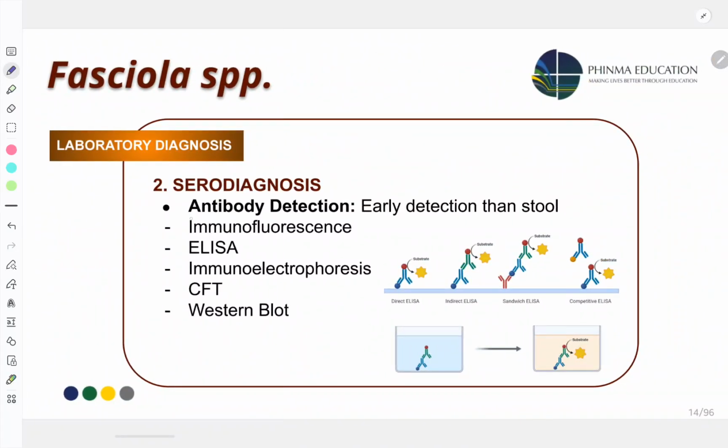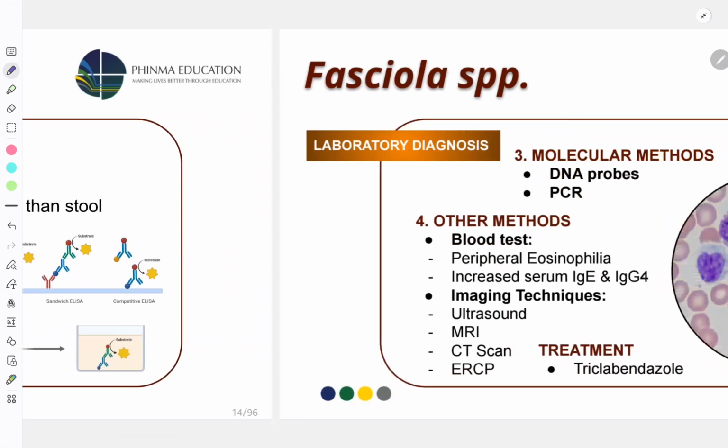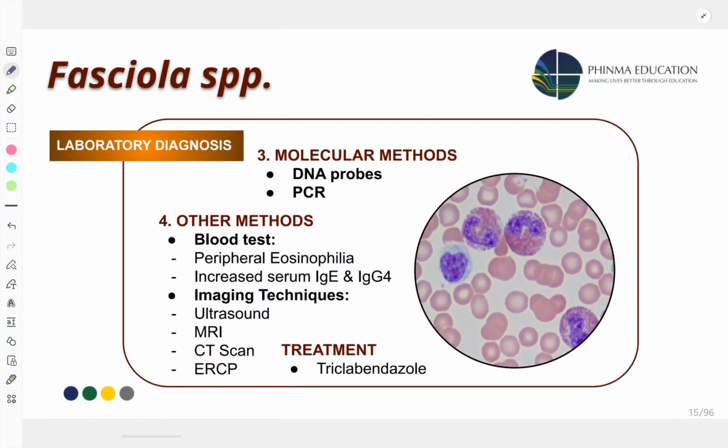So serodiagnosis, no? Antibody detection has earlier detection than stool. Meaning mas paspas ma-detect ang antibodies compared to the ova, no? So your antibodies could be positive as early as 2 weeks of infection. So unsa to na different test, you could use immunofluorescence, your ELISA, your immunoelectrophoresis, CFT, and Western blot to detect the antibodies. Pwede sad molecular methods like your DNA probes and your PCR.